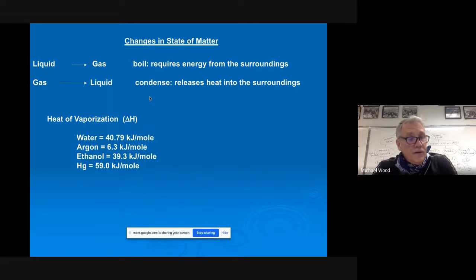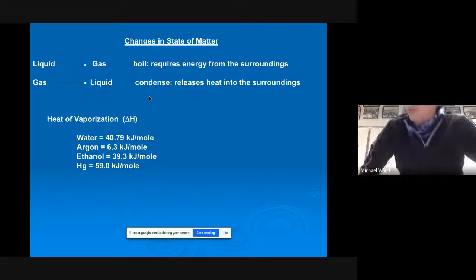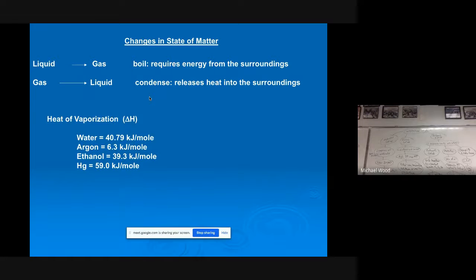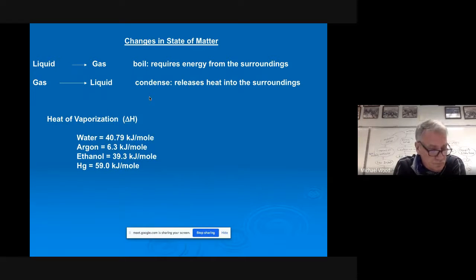Okay, so solid or liquid to gas, and gas to liquid, and the heat of vaporization. I'm going to give you a minute to copy this down. Okay, so going liquid to gas is boiling. I'm going to wait here one more second.